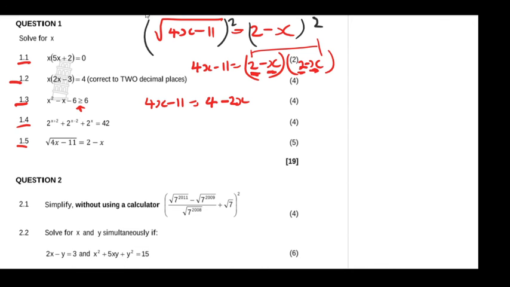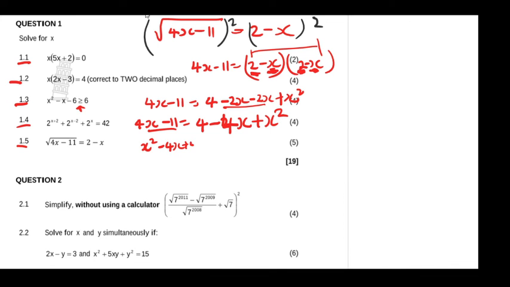And then this minus x multiplied by these 2, it's minus 2x plus x squared, right? Because it's minus x, right? So to just write it properly, 4x minus 11 is equal to 4 minus, so this is going to combine into minus 4x plus x squared, right? And I'm going to transpose this to the other side. So we're going to have x squared minus 4x plus 4 minus 4x plus 11 equals 0.